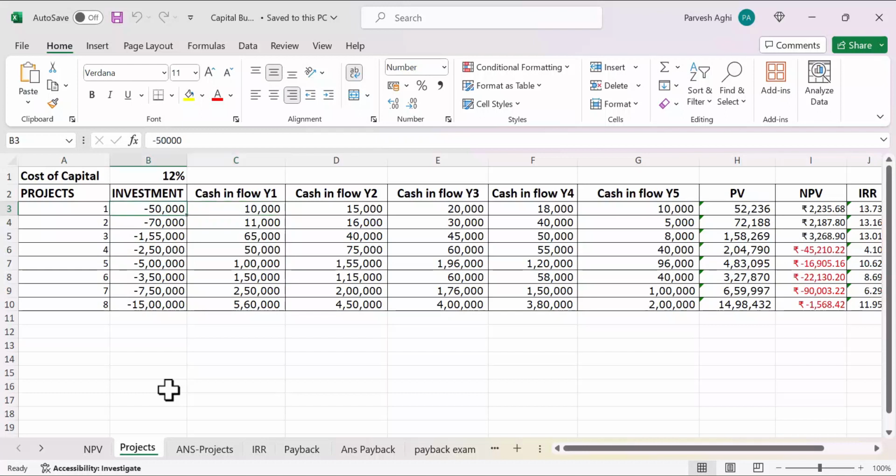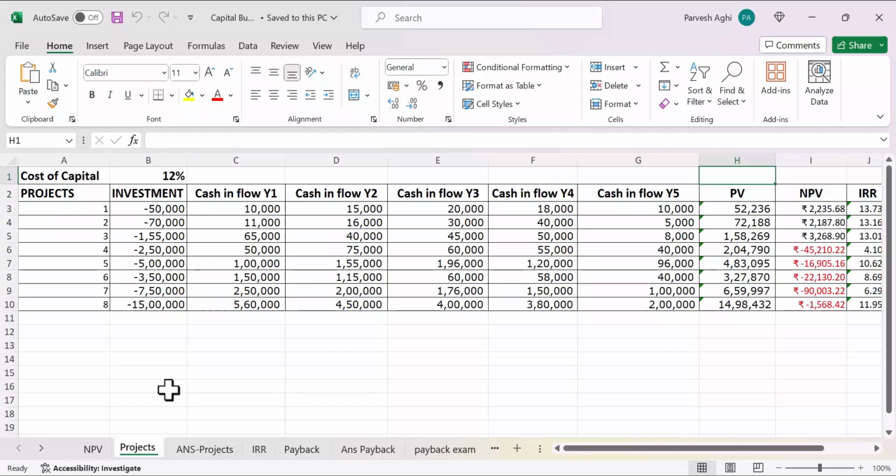So 50,000 you have spent, and you're going to get 10,000, 15,000, 20,000, 18,000, and 10,000. So we are assuming that each of the projects listed as projects number 1 to 8 has a life of 5 years. Then we calculate the present value of these cash flows, because these cash flows are available in 5 different years, assuming that they are available at the end of the year. So we discount them, calculating the present value. Here we have assumed 12% as the cost of capital.